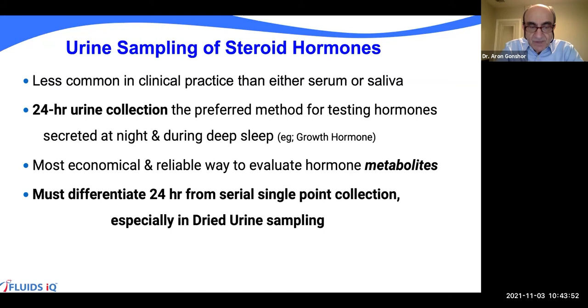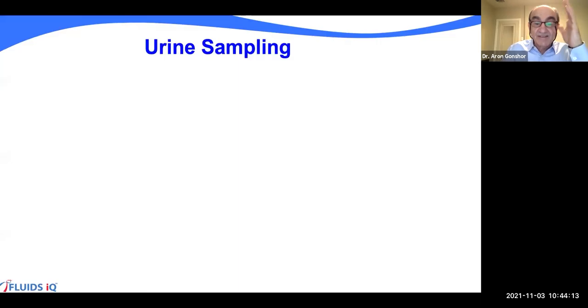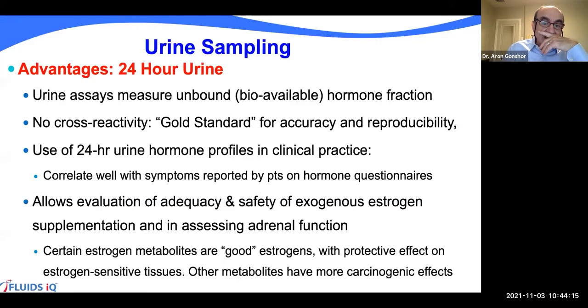But remember, you have to differentiate 24-hour urine collection, which we call wet urine. You're literally peeing urine into a big bottle. And you need to differentiate that from doing dried urine or serial single point collection. And we'll get to that in a few moments. So what are the advantages of 24-hour urine, of wet urine? And you need to look at that first before you can discuss dried urine.